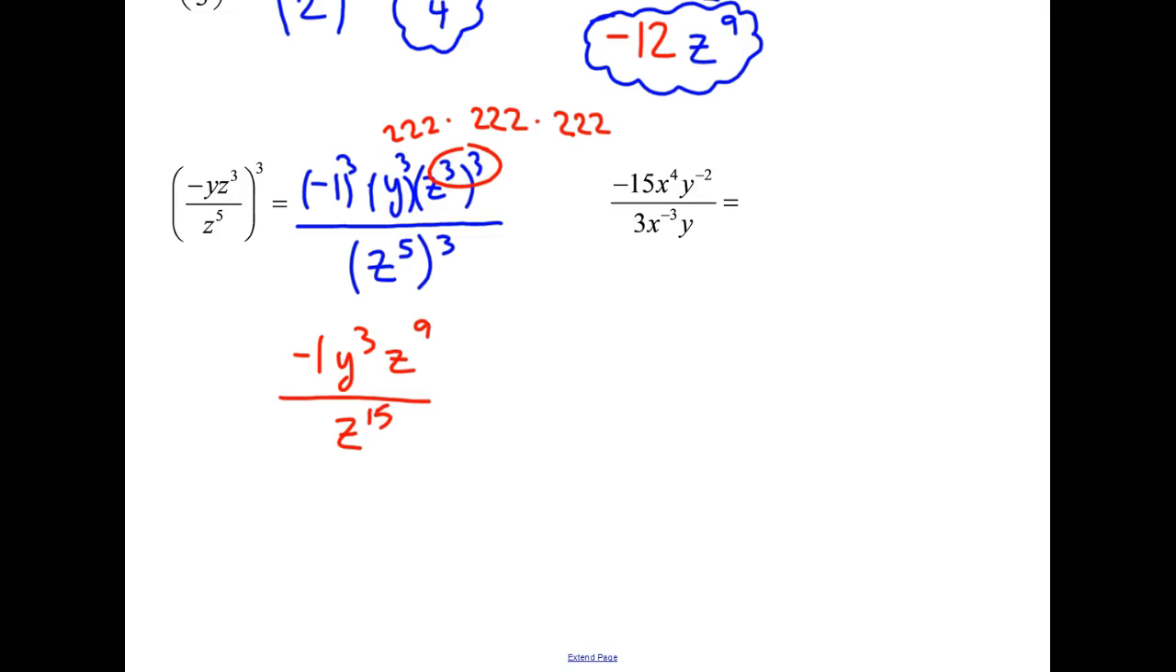All right, any room for simplifying here? Yes, I do see some z's in the numerator and denominator. Well then, let's reduce some of those. I have extra z's in the denominator, which means all of these 9 z's can cancel out 9 of these 15, leaving how many left? 6. So my final, most simplified answer would be negative y to the 3rd, because remember we really don't write the 1's, negative y to the 3rd all over z to the 6th.